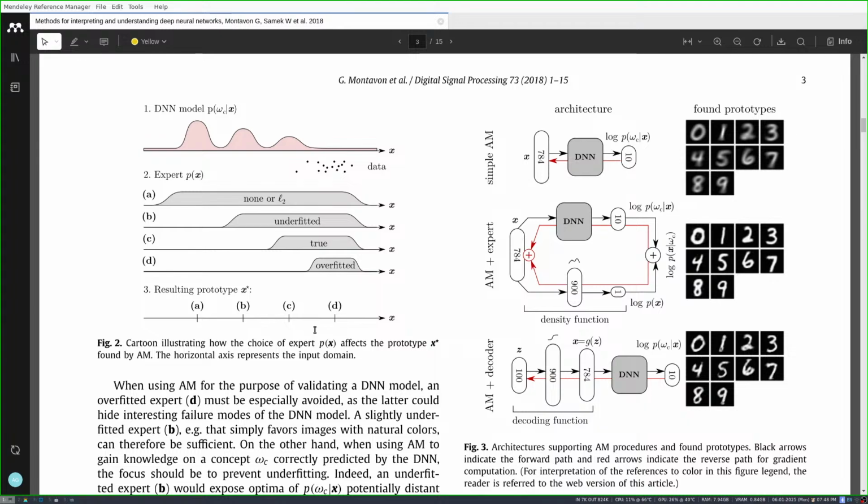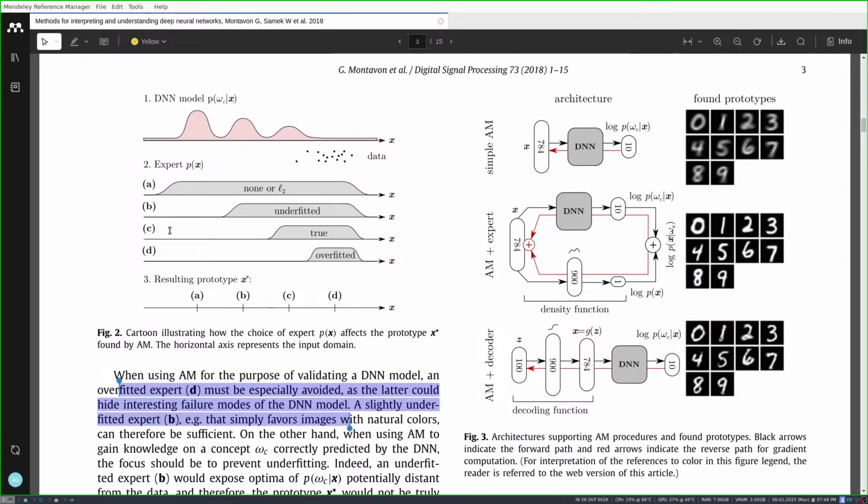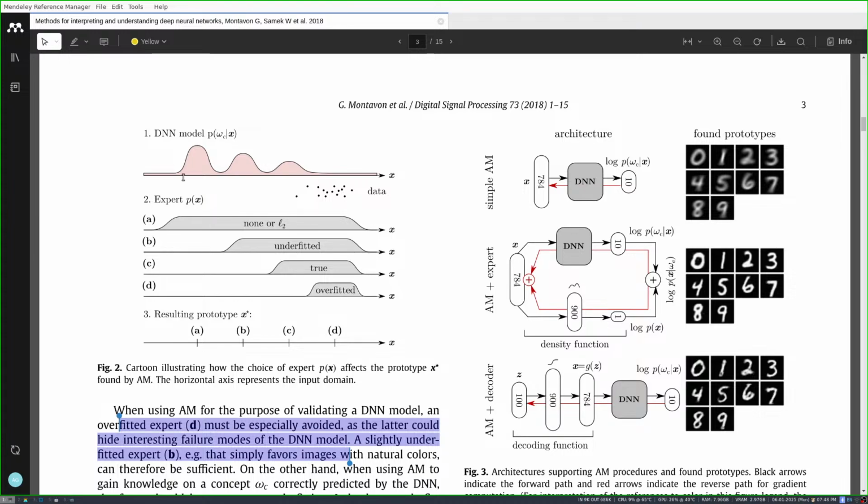Okay, sure. When using an AM for the purpose of validating a neural network model, an overfitted example must especially be avoided, as the latter could hide interesting failure modes. Okay, sure, I understand.